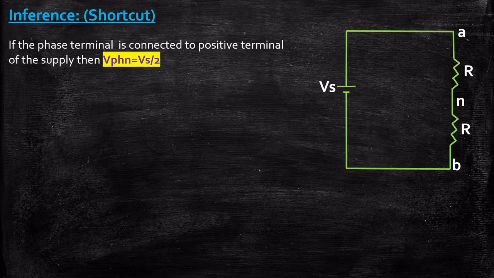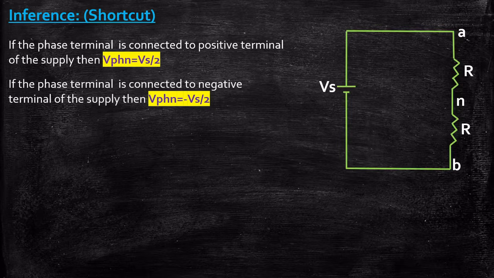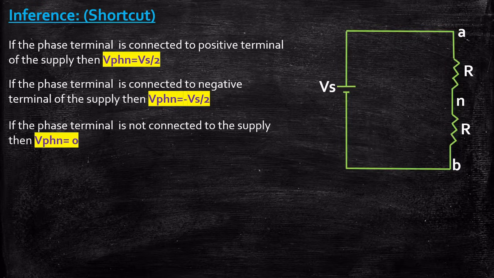Now if the phase terminal is connected to the positive of the battery, that is if A, or any other terminal, is connected to the positive terminal of the power supply, then V phase N will be equal to Vs by 2. Again, if the phase terminal is connected to the negative terminal of the supply, then it will be equal to minus Vs by 2. And if the phase terminal is not connected at all, then it will be equal to 0. So this is the simplest shortcut.